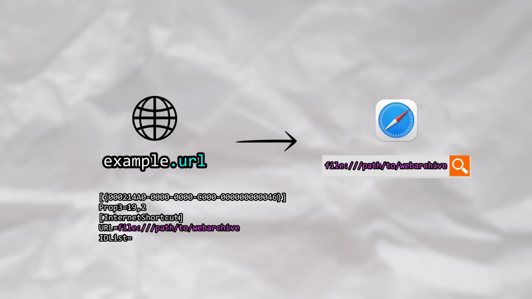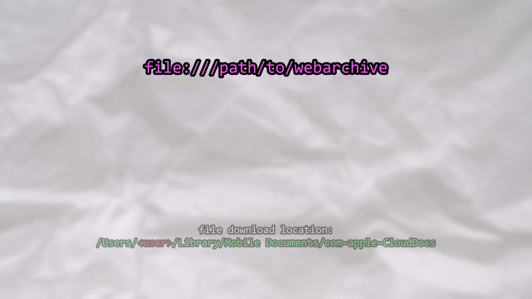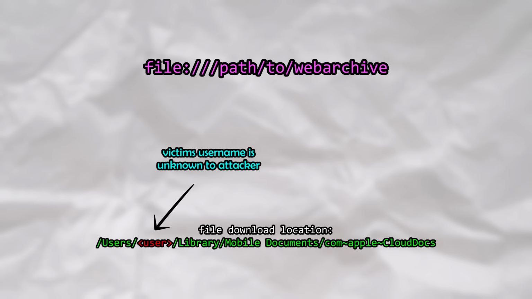There's only one issue with this approach. We need to know the path to the WebArchive file. We know that we can plant a WebArchive file on the victim's machine with ShareBear, however, it will be stored in this directory, which unfortunately for the attacker, contains the username of the victim, which is unknown to the attacker. We were so close, but yet again, face another hurdle.